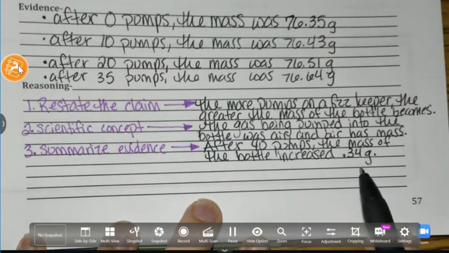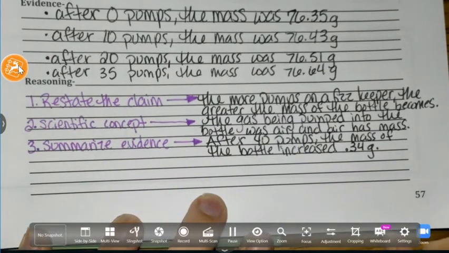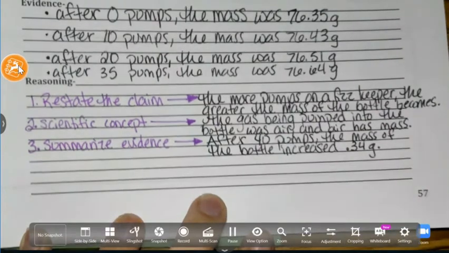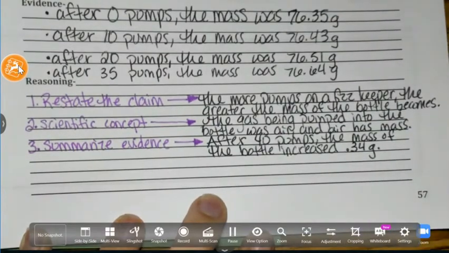Please do not forget the G, grams, your units. How much did it increase? Don't just say 0.34. 34 what? Pounds? Ounces? Grams.